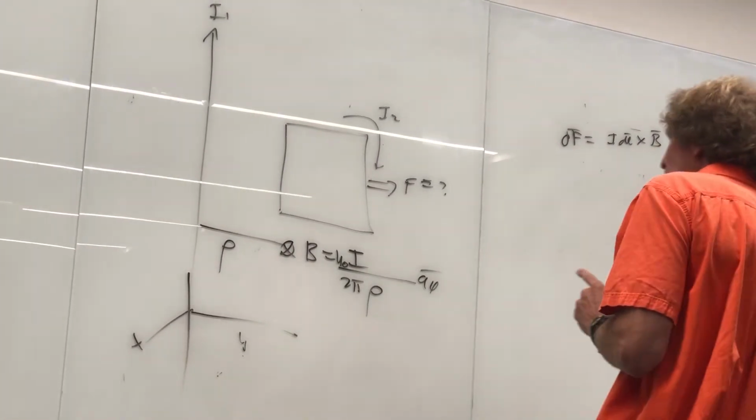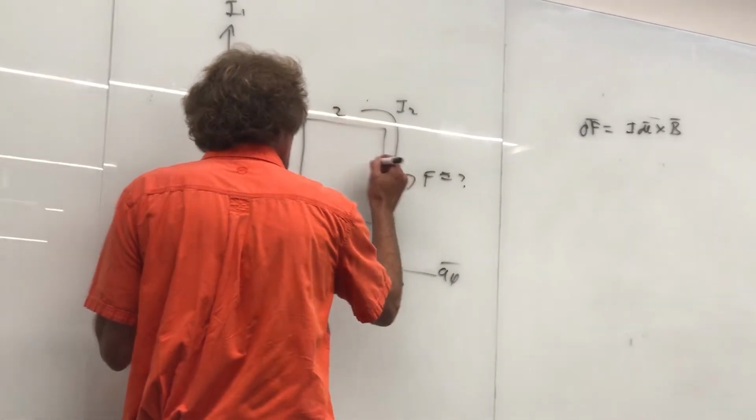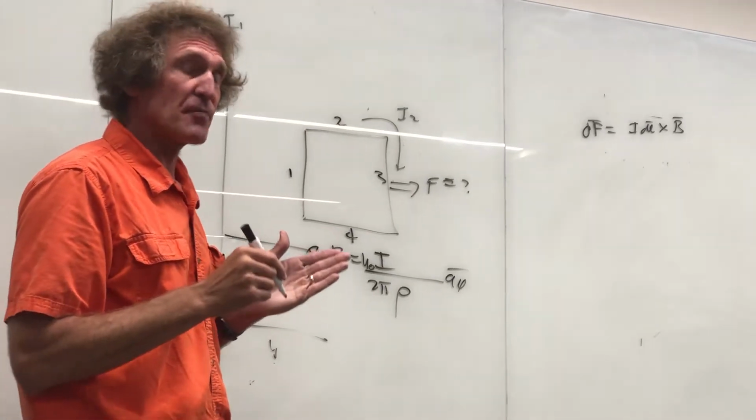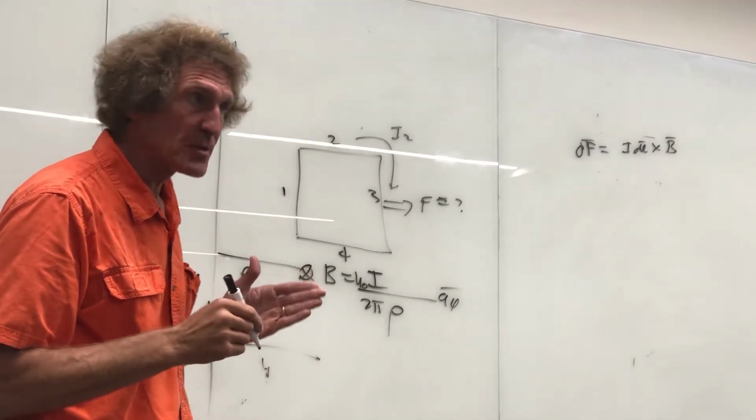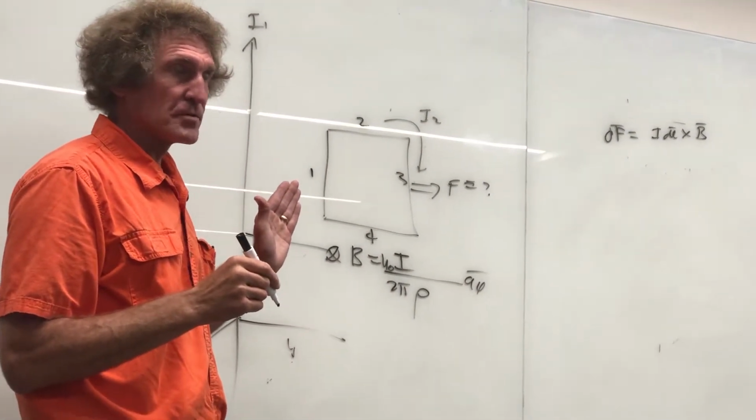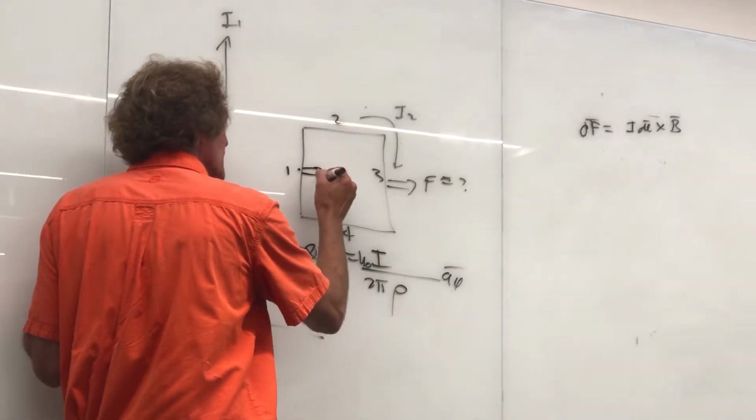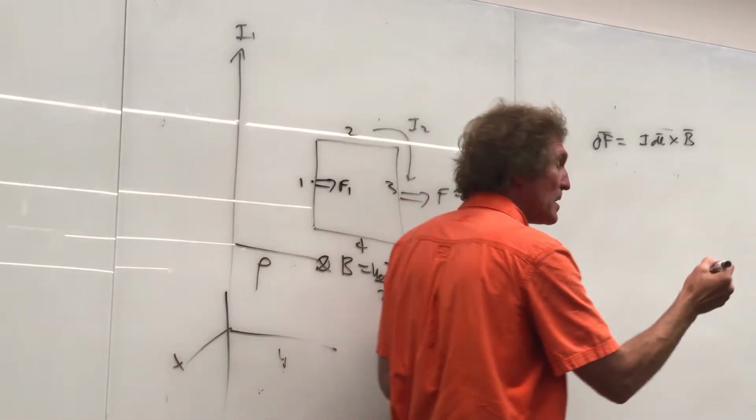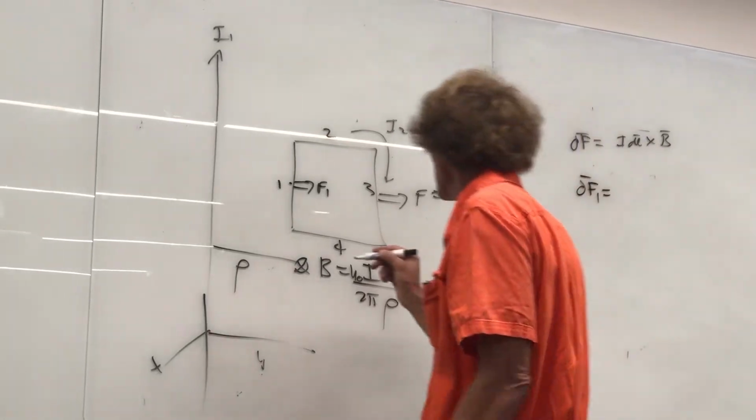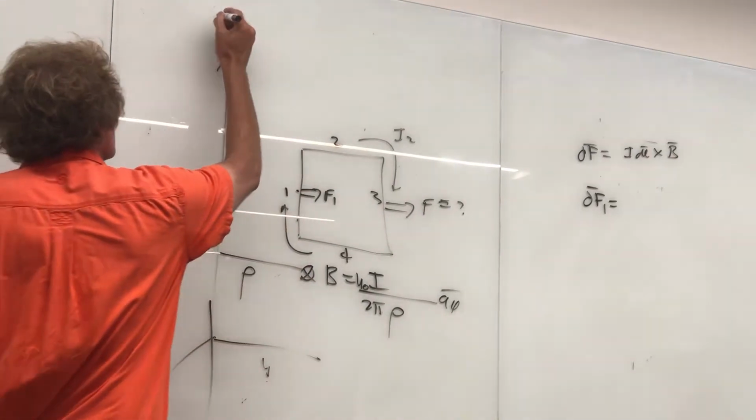So now I've got basically 4 sides. Call this 1, 2, 3, 4. So there are 4 sides, and we're going to take a look at the differential force, and I'm going to make an argument of symmetry to dismiss 2 of these. First, what would the differential force be here? I want the force on 1. What would it be? Differential force on 1. Well, I dL is in what direction? Now think about it. Right here. Z-axis.